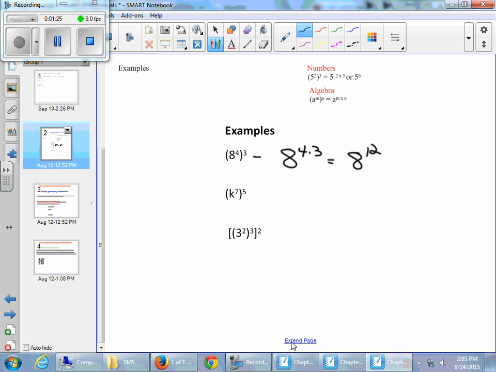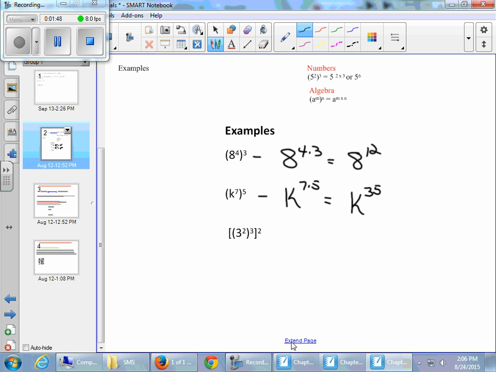We're simplifying. Our next one, we have k to the 7th in parentheses, to the 5th power. Once again, our base k stays the same. We take our 7 times 5, and we have k to the 35th power. And that's all we are asking you to do.